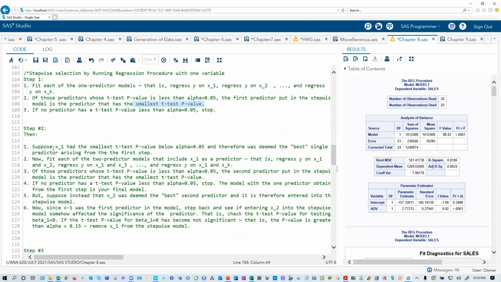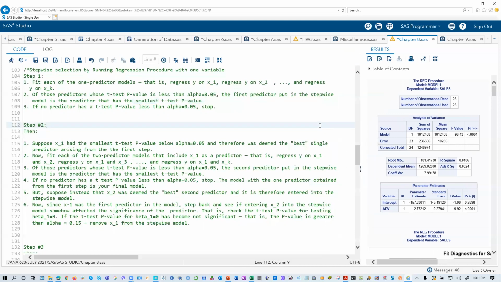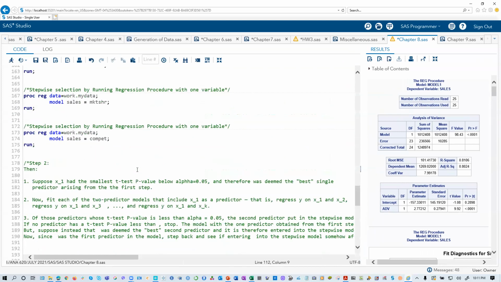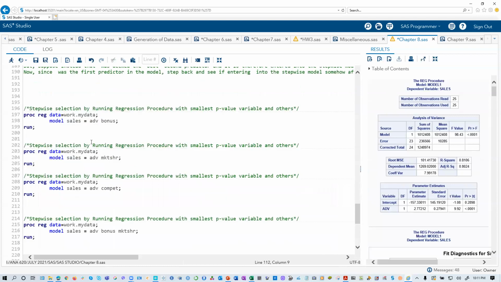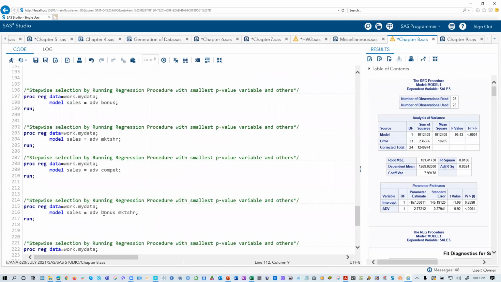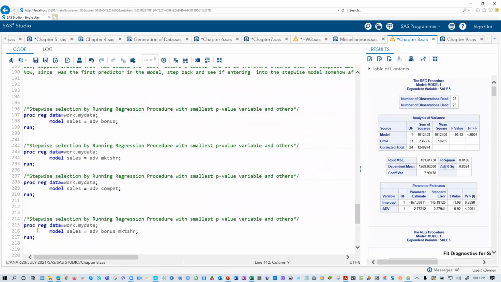Okay, done. Step 2. Suppose that x1 had the smallest t-test p-value below alpha, and we deem it to be the best single predictor arising from the first step. Now fit each of the two predictor models that include x1 as a predictor. That means now you're going to regress y on x1 and x2, regress y on x1 and x3, and regress y on x1 and xk. That means keeping x1, which is advertising, in the model. The rest will be run two at a time with this one, and then see which one has the smallest p-value.